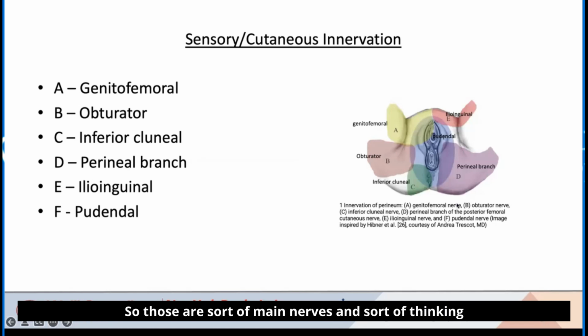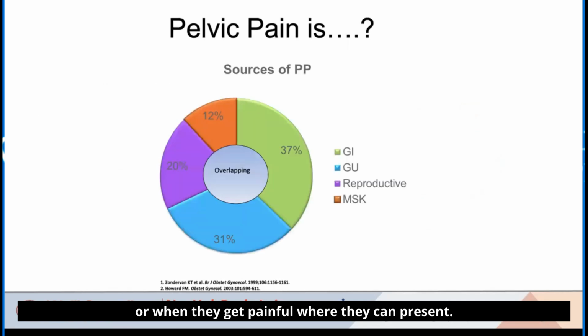Those are the main nerves, and there is a lot of overlap and crossover in terms of where that might present. Of course, this is not going to be perfect for everybody, but hopefully it's a helpful representation of the overlap and the areas where some of these nerves can present when they get entrapped or painful.